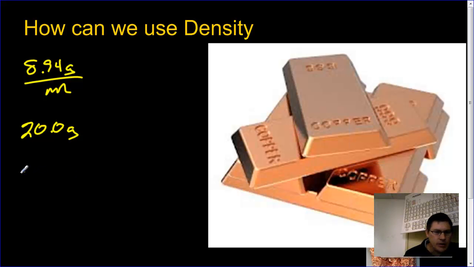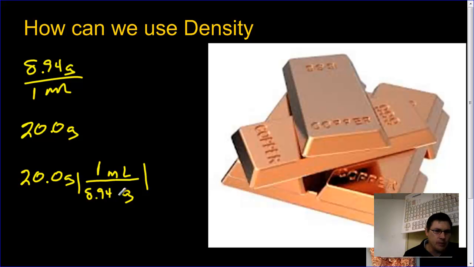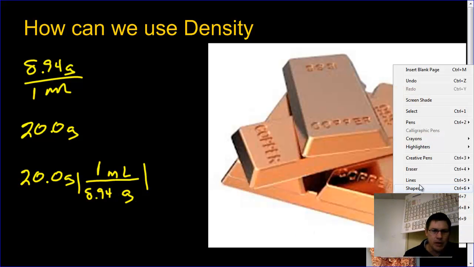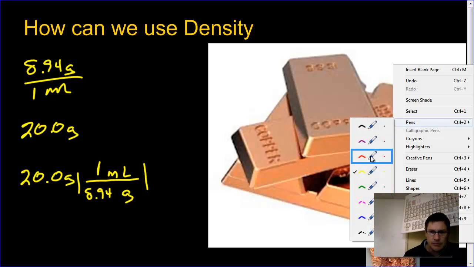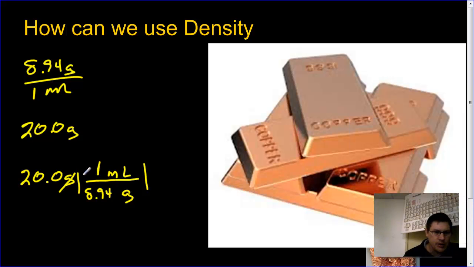If I take that 20 grams, so I start out 20 grams, I want to get rid of grams. So what I do is I say, well, I want to get to a volume. So my grams go on the bottom, my volume goes on top. My relationship between volume and mass is this 8.94 grams for 1 milliliter. So I just put 1 milliliter on top, my 8.94 grams on the bottom, and what's going to happen is those grams in either case are going to cancel out for us. So if we draw a line through those, we're left with milliliters.